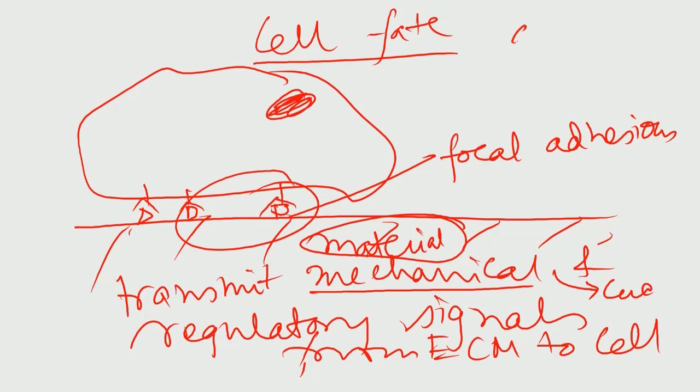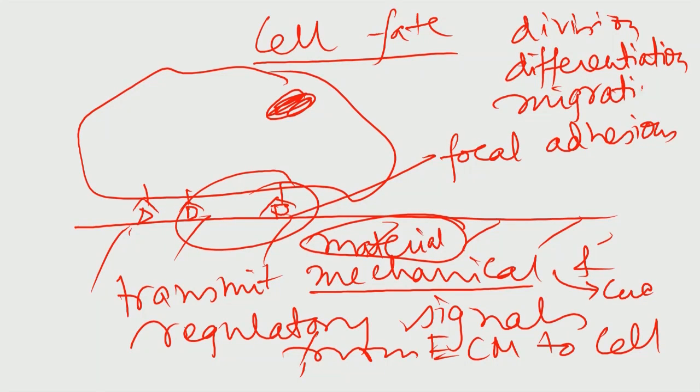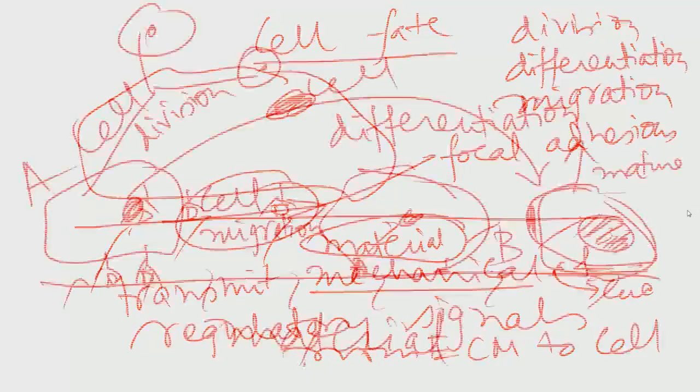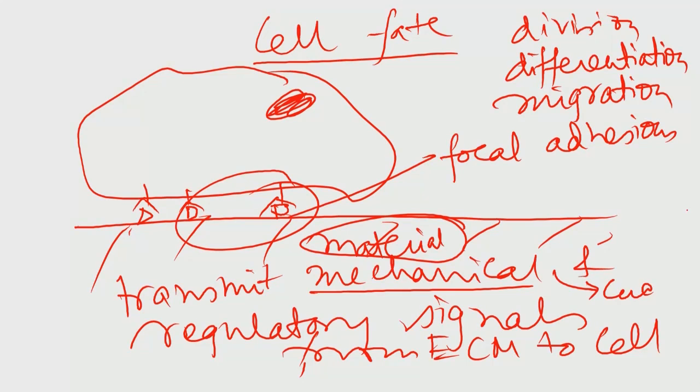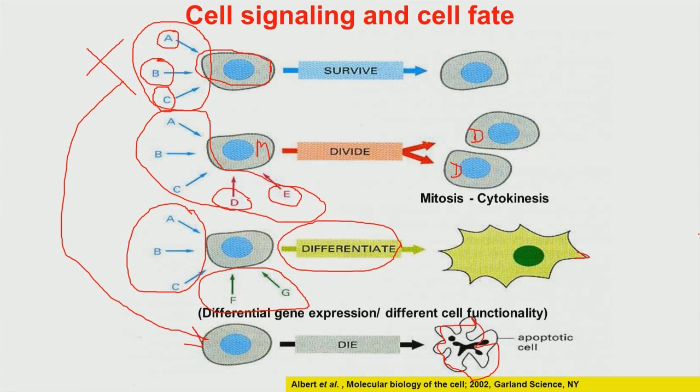I repeat, one is division, second is differentiation, and third is cell migration. So, depending on the combination of signaling molecules, if you go back to the last slide in the last module, depending on the combination of different signaling molecules which are present in the extracellular matrix, or which a given cell receives, it can decide to undergo cell division or differentiation or migration.